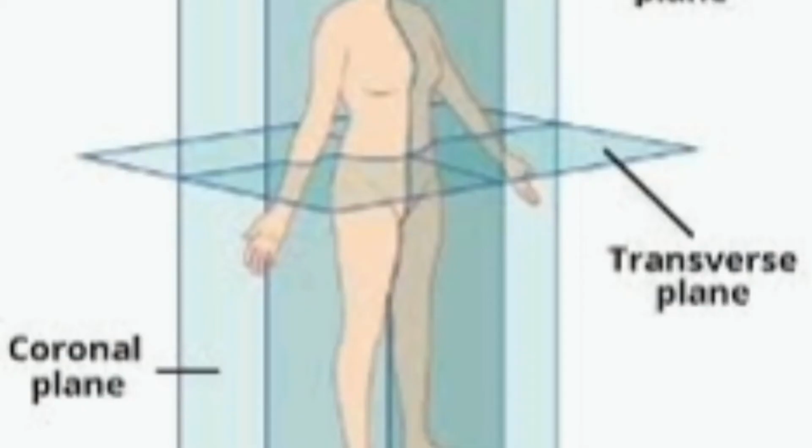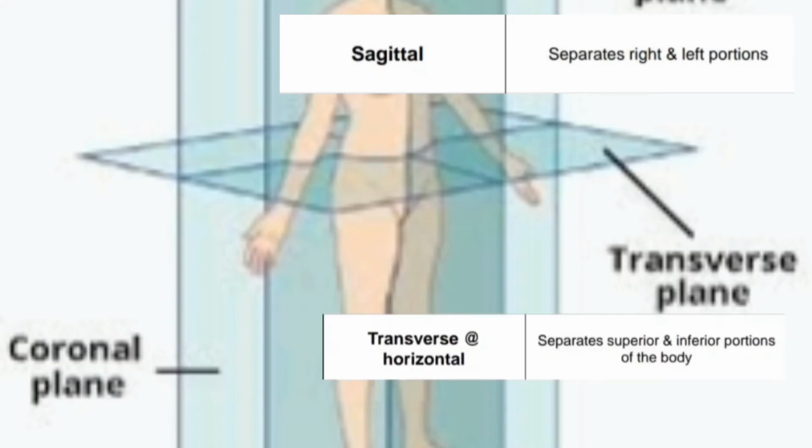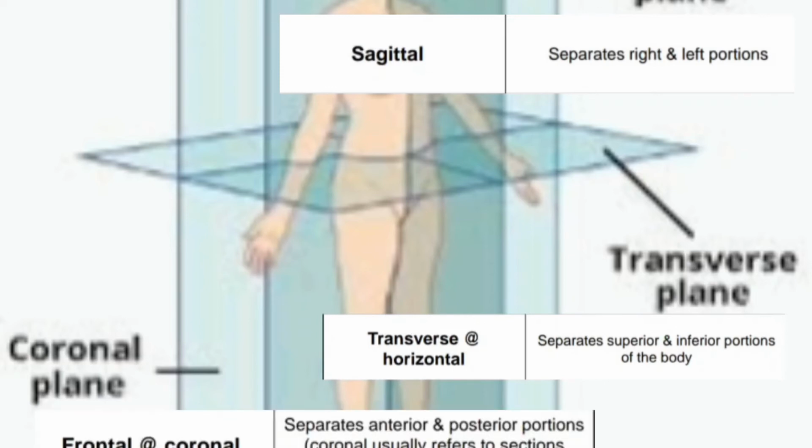Now I will explain about cutting plane or section. We have 3 types. Sagittal plane separates right and left portions. Transverse plane separates superior and inferior portions. Frontal plane separates anterior and posterior portions.